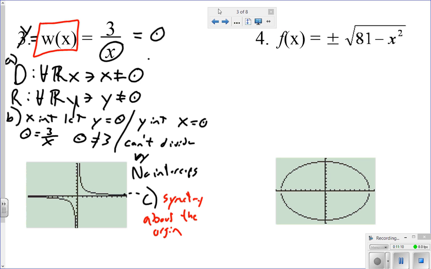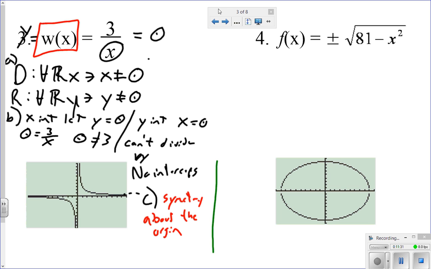Okay, so part 4. We have the square root function and we have a plus or minus. Here we're going to notice that this doesn't pass our vertical line test. As we come across, we see we get multiple solutions here. It looks like a circle. It's an equation of a circle. So it's not a function, since it does not pass the vertical line test.